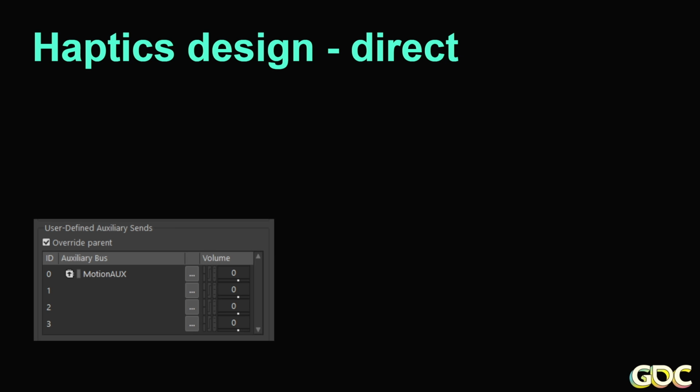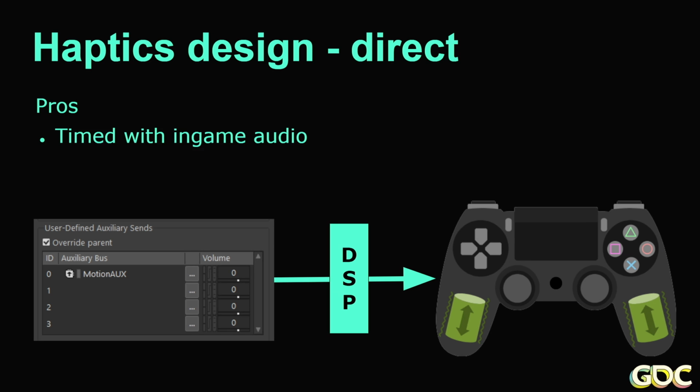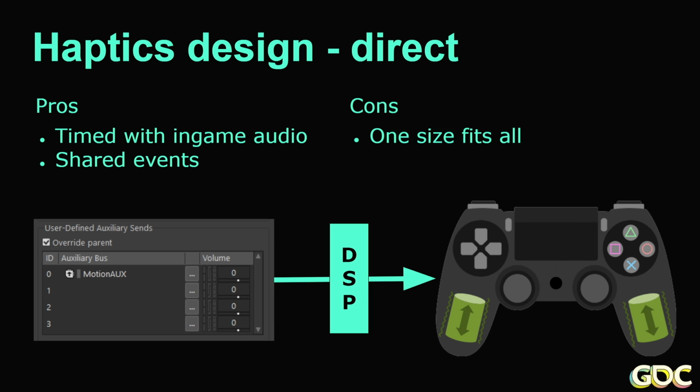The first one is using a direct approach. That means we are basically taking the audio signal from the game, routing that directly to the controller, adding whatever processing we want. It's a super cool and very cheap way of designing. We get the exact timings from in-game, and we don't even need to do more audio implementation. We're simply relying on the audio to feed the haptics. Of course, it relies on a one-size-fits-all.